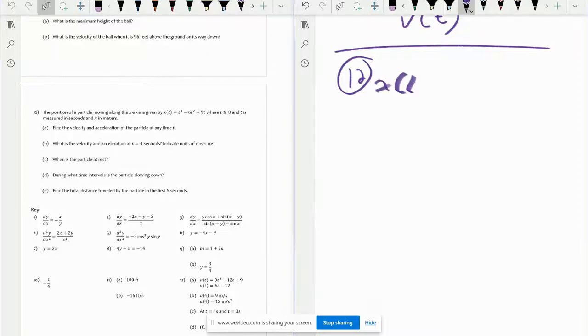Number 12 gives this position function x of t is equal to t cubed minus 6t squared plus 9t, and it gives the domain restriction t is greater than or equal to 0, and it says that t is in seconds and x is in meters. Okay. Then part A says find the velocity and acceleration.